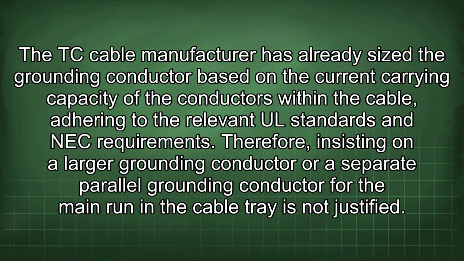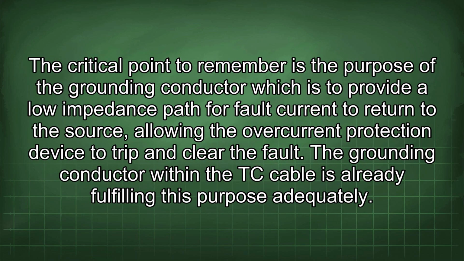Therefore, insisting on a larger grounding conductor or a separate parallel grounding conductor for the main run in the cable tray is not justified. The critical point to remember is the purpose of the grounding conductor, which is to provide a low impedance path for fault current to return to the source, allowing the overcurrent protection device to trip and clear the fault. The grounding conductor within the TC cable is already fulfilling this purpose adequately.